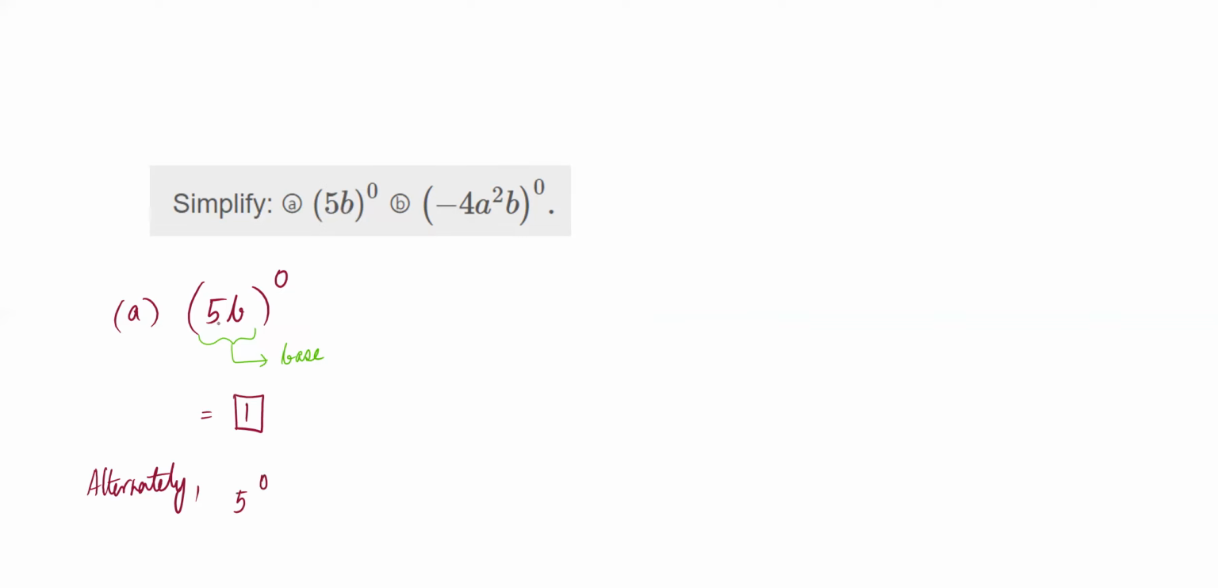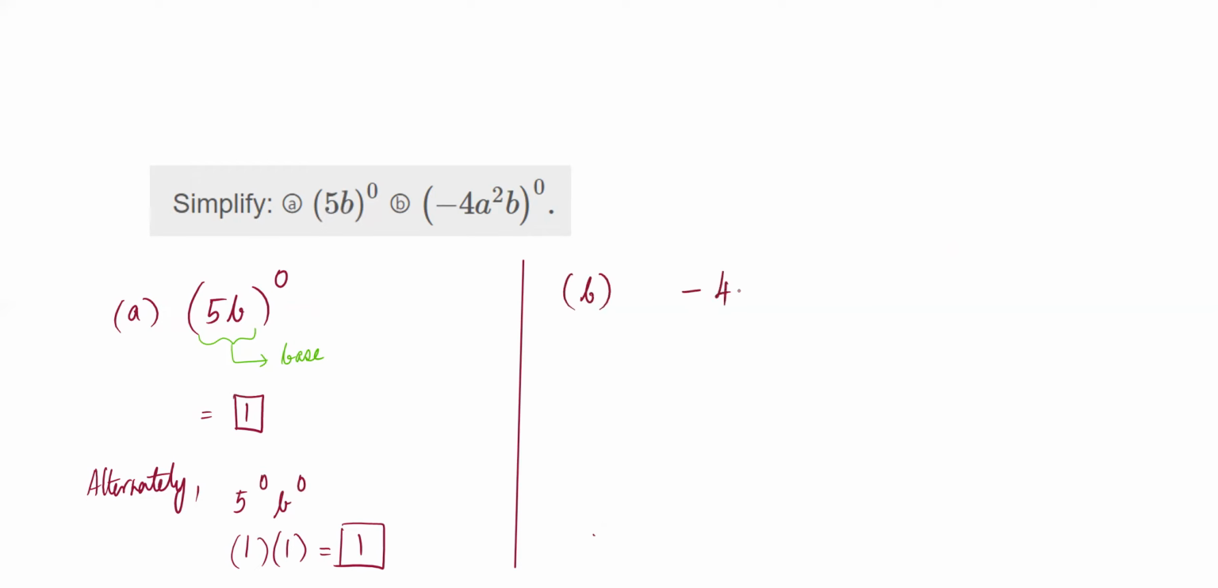And you could individually distribute the 0 to each of the factors in the base. 5 power 0 is 1, b power 0 is 1, 1 times 1 is 1. Okay. You'll still get the answer. It's just that you have to go through more steps. So if you were to reason out that the base itself was 5b, then any base power 0 will be a 1. It will be an easier argument.